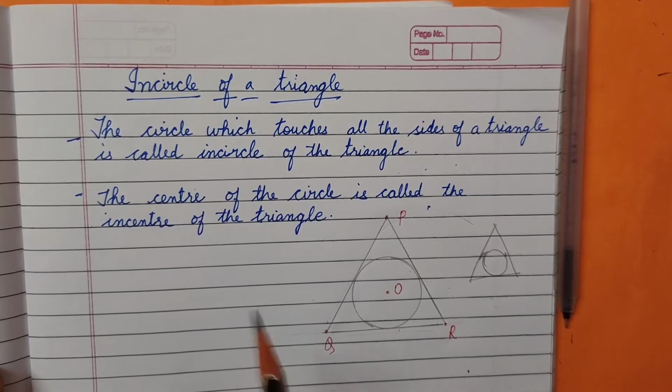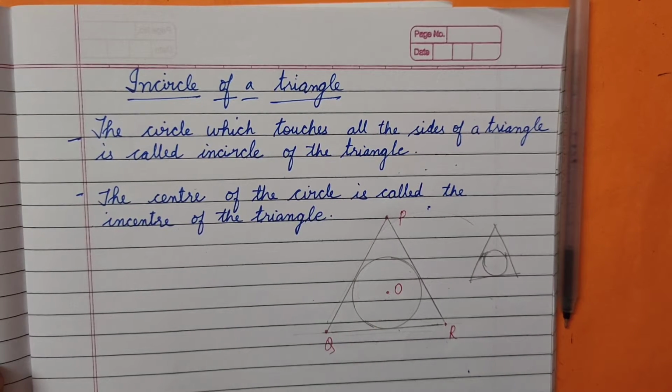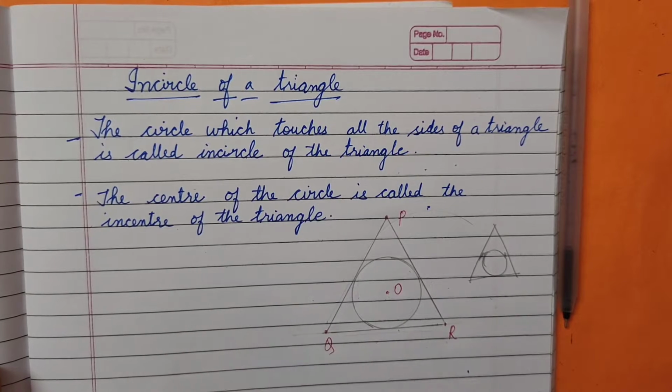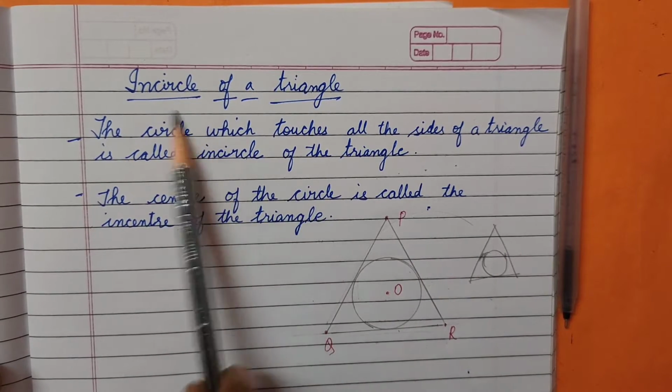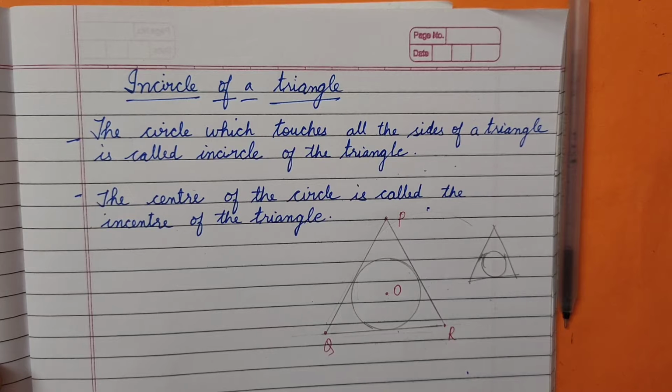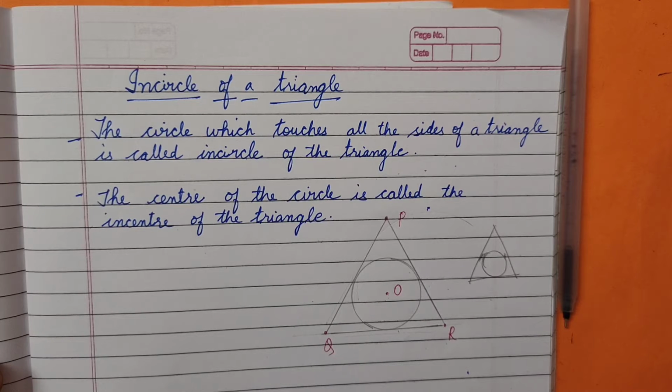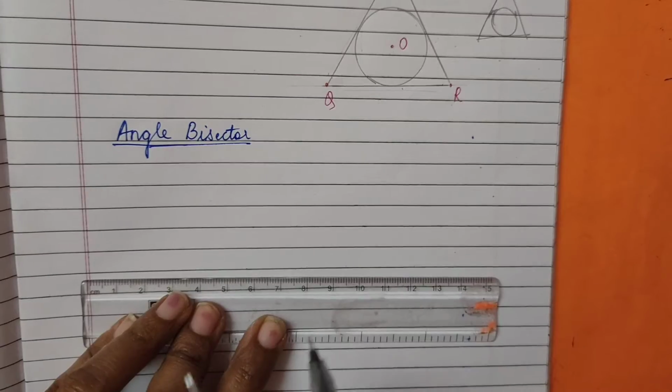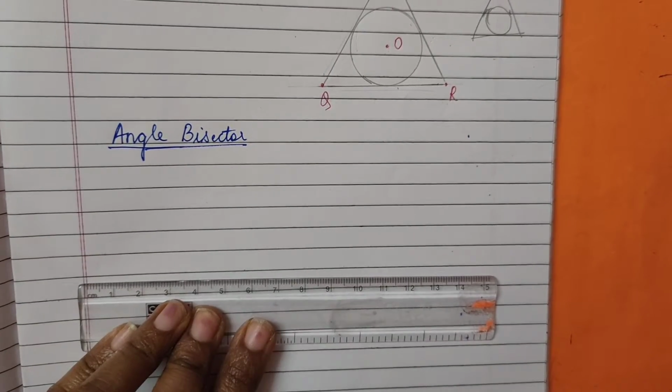For this, we need to know how to construct an angle bisector first. Once we know how to construct an angle bisector, we can easily draw the incircle of a triangle, right? You have already learned this in the lower classes, but still today as a revision we will learn once again. I will show how to construct an angle bisector.